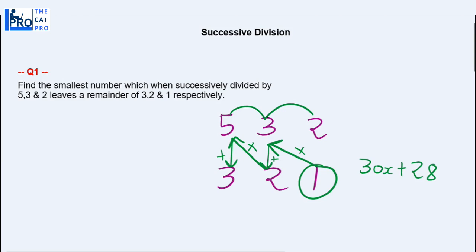So what will be the smallest number? The smallest number will be when we put x equal to 0, which is 28, and then we can find the other numbers, and so on.